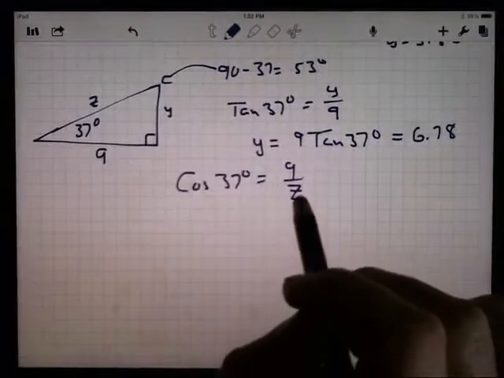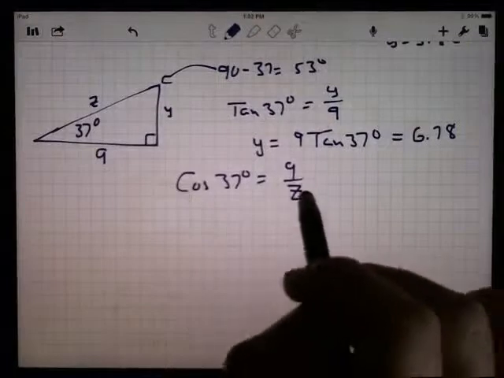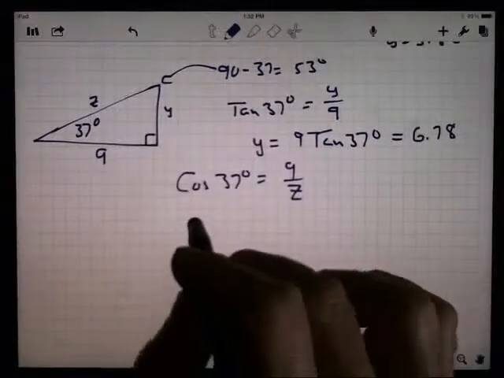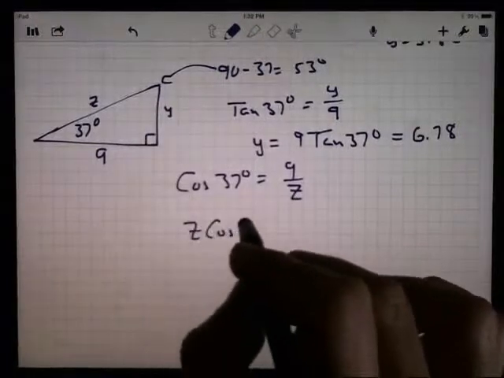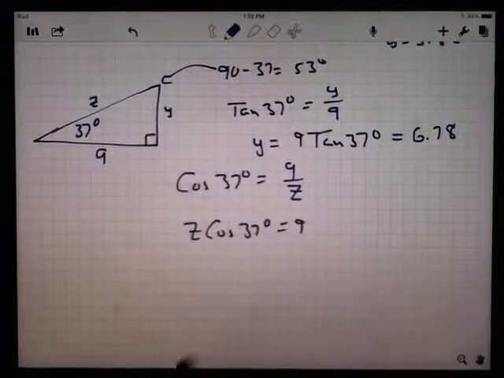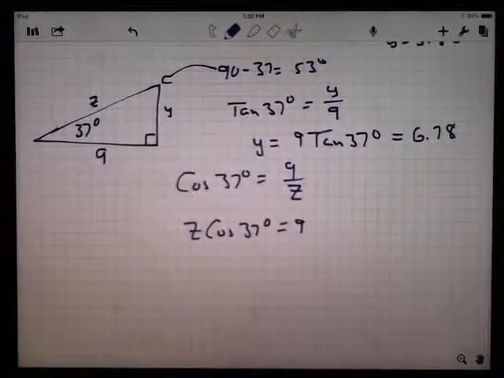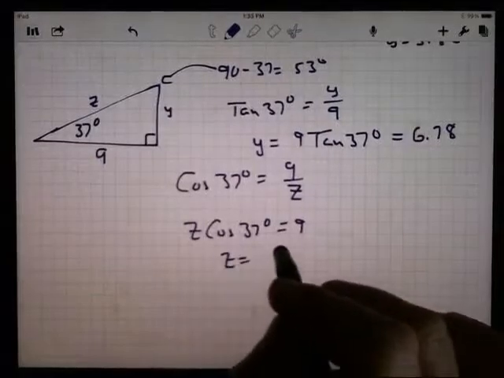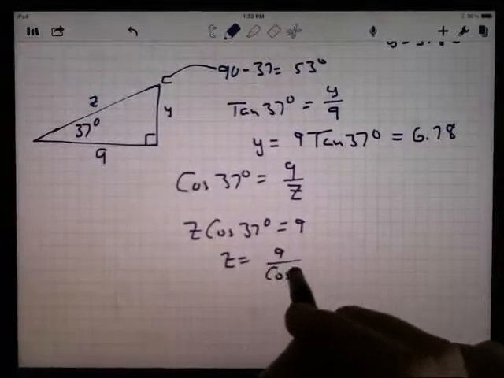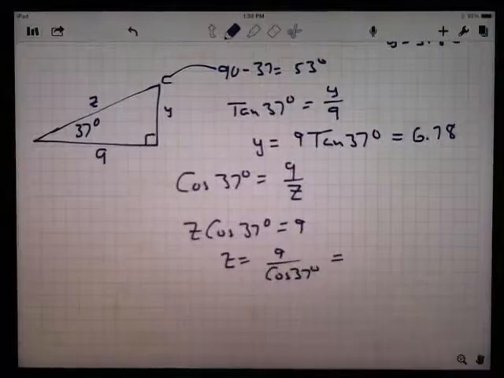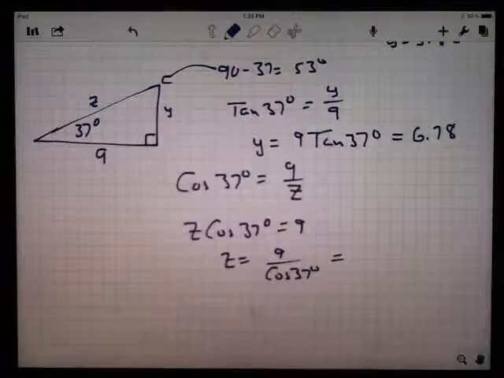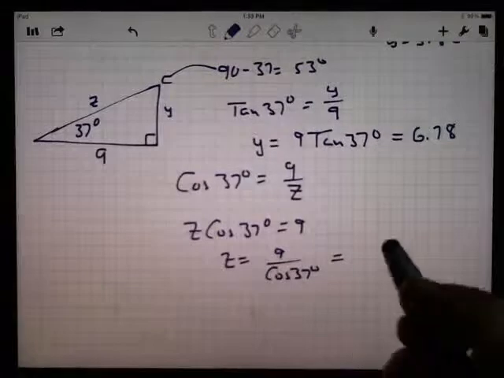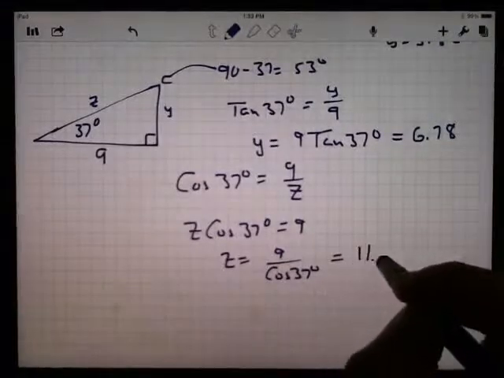Now I've got to do a couple things. So first I'm going to multiply both sides by z, so it cancels out on that side, and I end up with z times the cosine of 37 degrees equals 9. And then divide by this to get the z by itself. So z equals 9 divided by the cosine of 37 degrees. So there we go. I type that into my calculator. 9 divided by cosine 37. And it tells me 11.27.